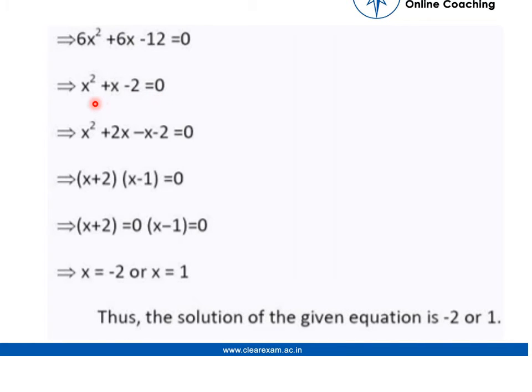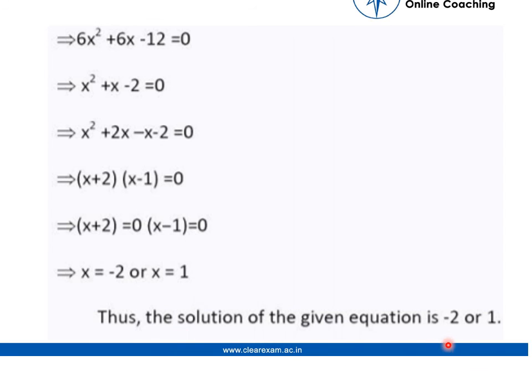Now we can solve this quadratic equation just by splitting the middle term into 2x - x and taking x common from these two terms, leaving x + 2 as a factor, and taking -1 common from these two terms and leaving x + 2 as a common factor. So this becomes the equation, and on simplification x + 2 = 0 is a solution and x - 1 = 0 is a solution, which becomes x = -2 or x = 1.